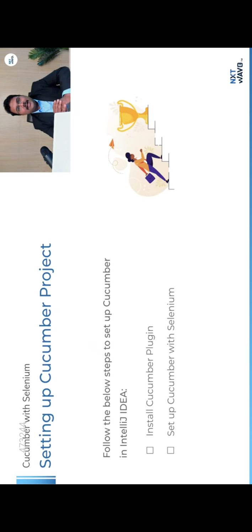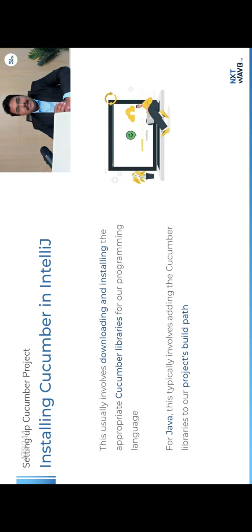Okay, and next, to set up Cucumber in our IDE, we need to first install the Cucumber plugin, and then we'll set up Cucumber with Selenium altogether, right? So there are two fundamental steps that we need to follow, starting off with installing the Cucumber plugin. This step involves first downloading and installing the appropriate Cucumber libraries for our programming language, which is Java, right? And for Java, this typically involves adding the Cucumber libraries to our project's build path. So let's go ahead and do it all together.